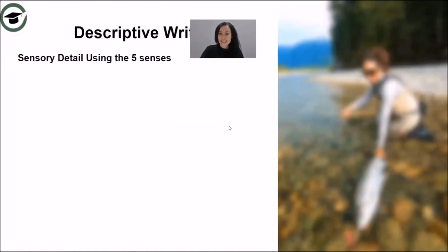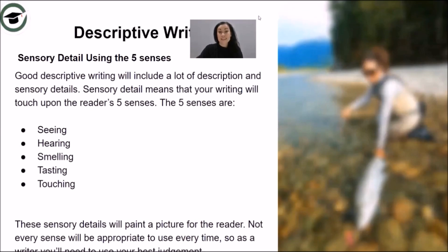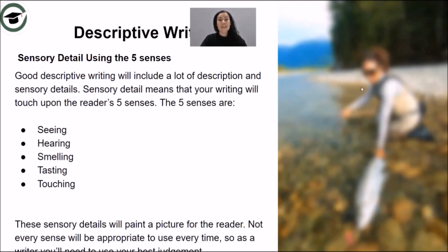So today's lesson is specifically using the 5 senses. We call the 5 senses sensory detail. Do you know what the 5 senses are? Let's go through them together. So we've got seeing, hearing, smelling, tasting, and touching. So when we look at using sensory detail in our descriptive writing, we'll include all of these things, or we can include all of these things.